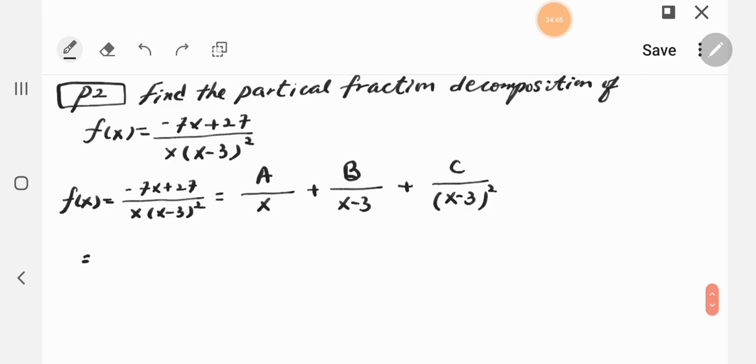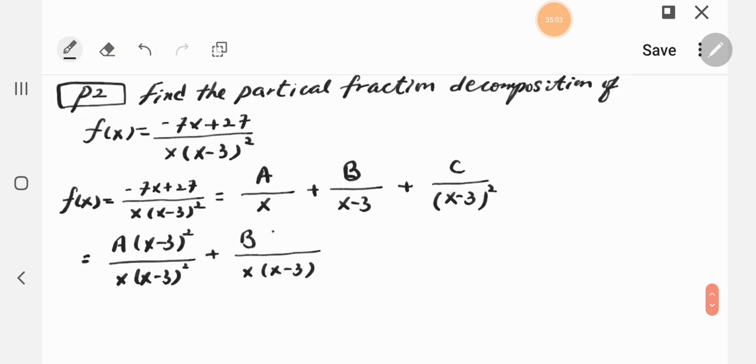So the LCD is x times x minus 3 squared. That's the LCD. So multiply a by x minus 3 squared. And for the second fraction, x times x minus 3, so multiply b by x. And for the third fraction, x times x minus 3 squared, so multiply c by x.